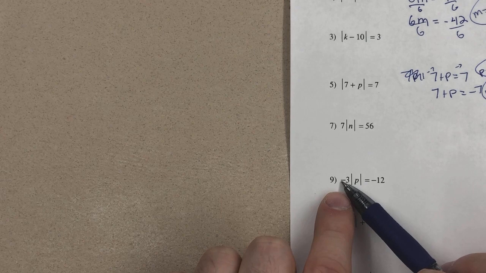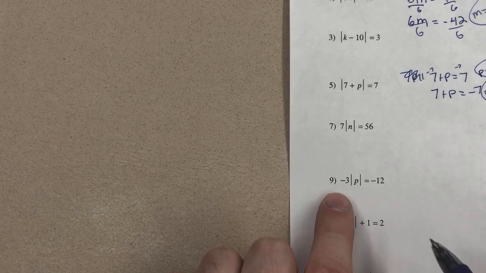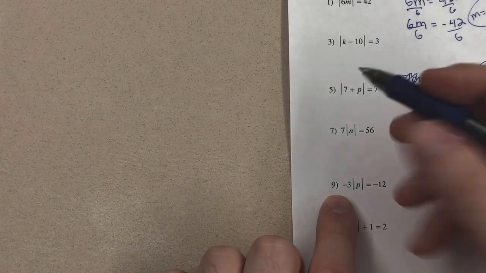So what we have is negative 3 times the absolute value of p is equal to negative 12. I saw people writing no solution. Here's the thing. The bars are not alone. You first have to divide by negative 3.